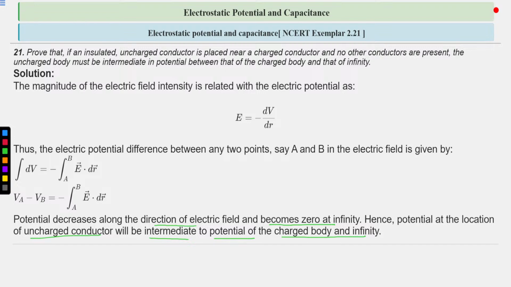Because that uncharged conductor is placed between the charged conductor and infinity, it will have potential greater than infinity. At infinity it is zero, so it will have a potential greater than zero, and it is placed between the charged conductor and infinity. So the potential on that uncharged conductor will be less than that of the charged conductor. So it will be intermediate to the potential of the charged body and infinity.